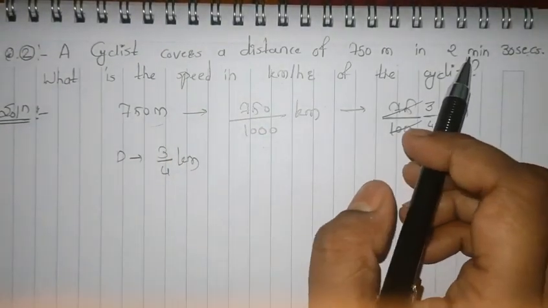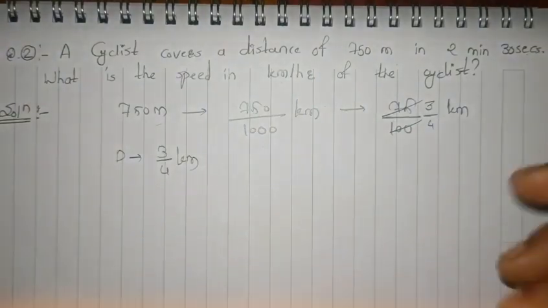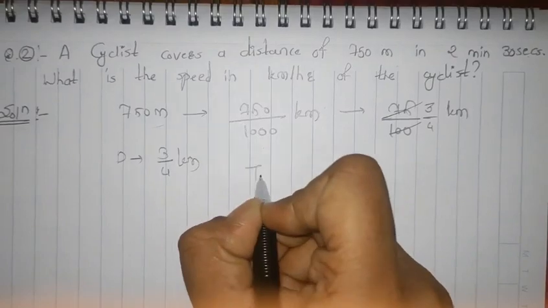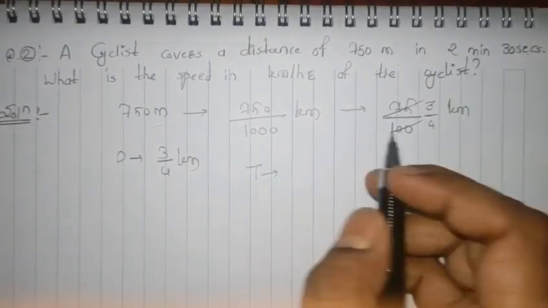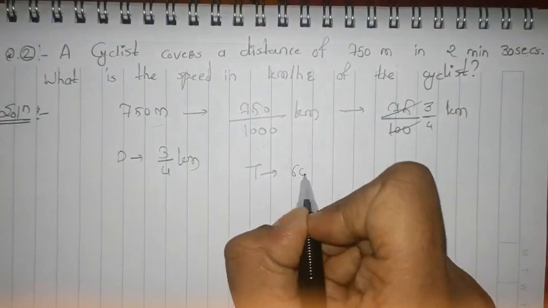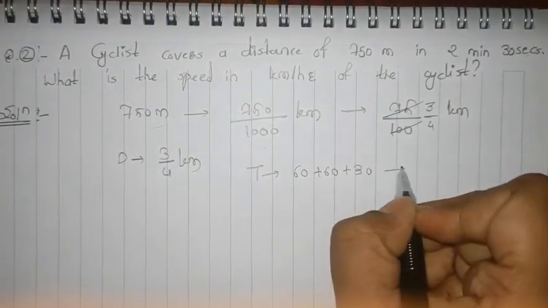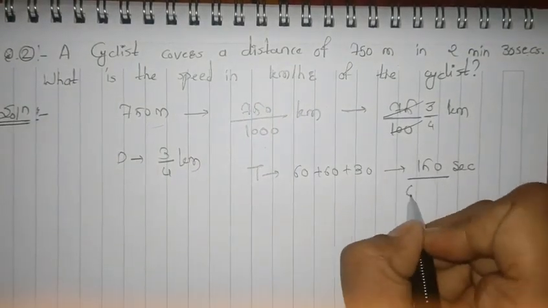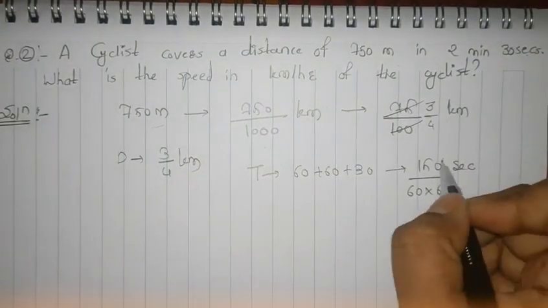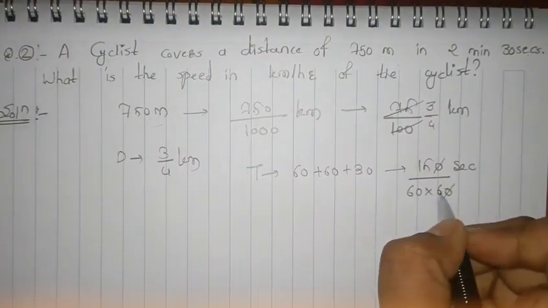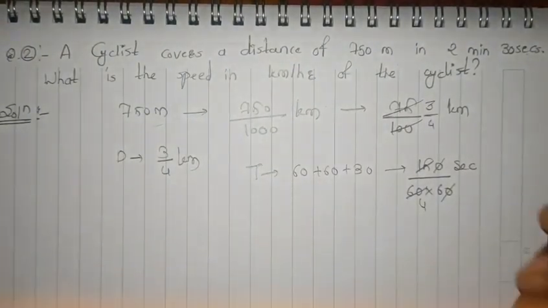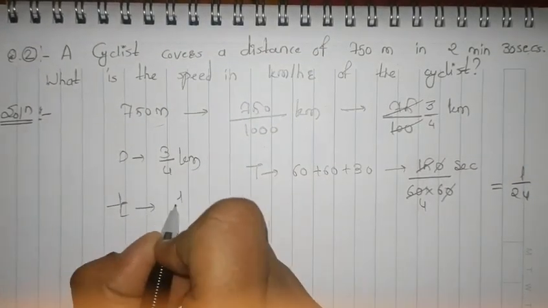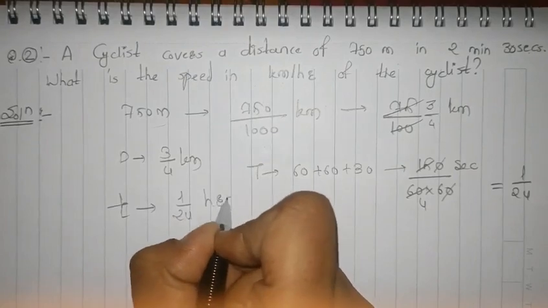Now time is given in minutes and seconds, right? So first of all convert everything into seconds and then convert everything into hours. So time is 2 minutes, which means how much? It is 60 plus 60 plus 30, so that is 150 seconds. So seconds to hours means what? An hour is 60 into 60 seconds. So this is our hour. 3 by 15 fours are 60, right? So which is 1 by 24. So our time is equal to 1 by 24 hours, right?